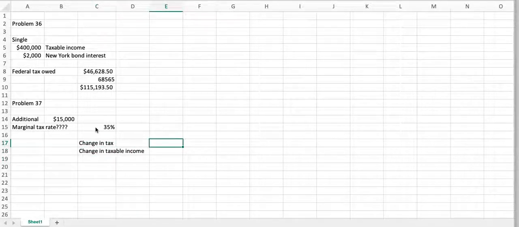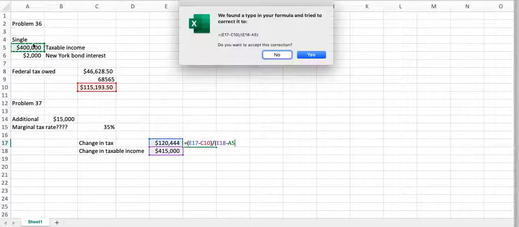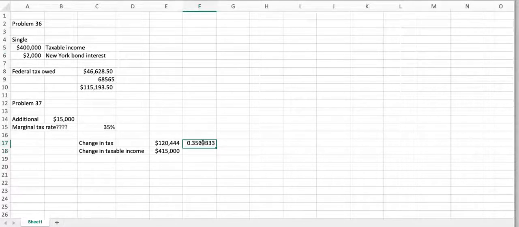So the first thing we have to do is calculate what the new tax would be. And the new tax would be $120,444, and the new taxable income would be $415,000. And so we can actually do a calculation, and Excel doesn't seem to like me today, so we'll see if I can get this to work. A change in tax divided by the change in taxable income. Oh, I want that first, sorry. 35%.